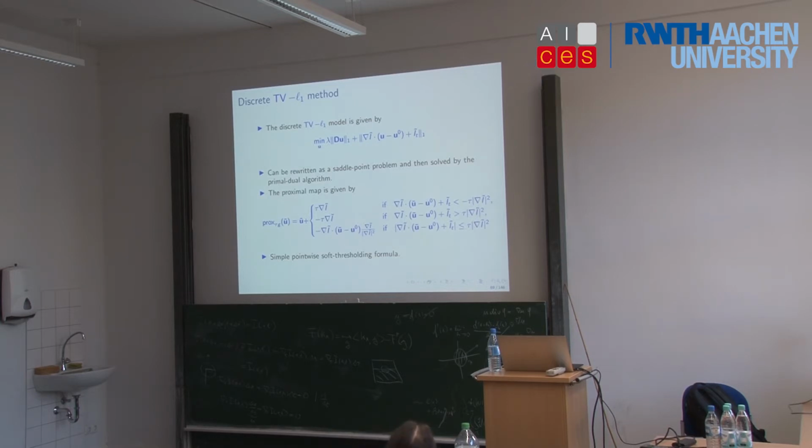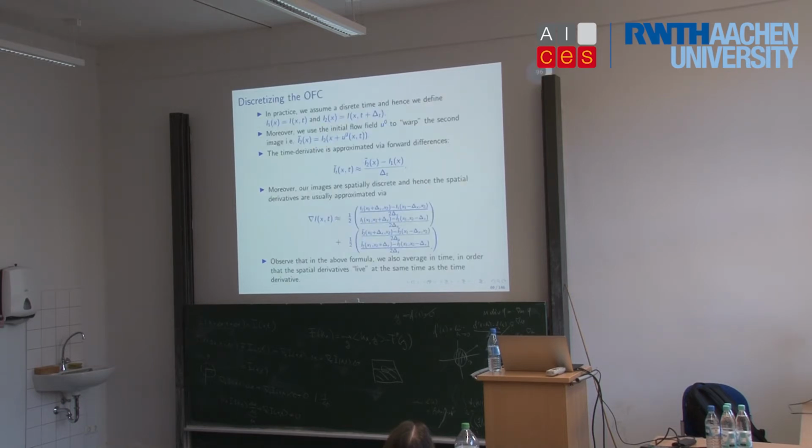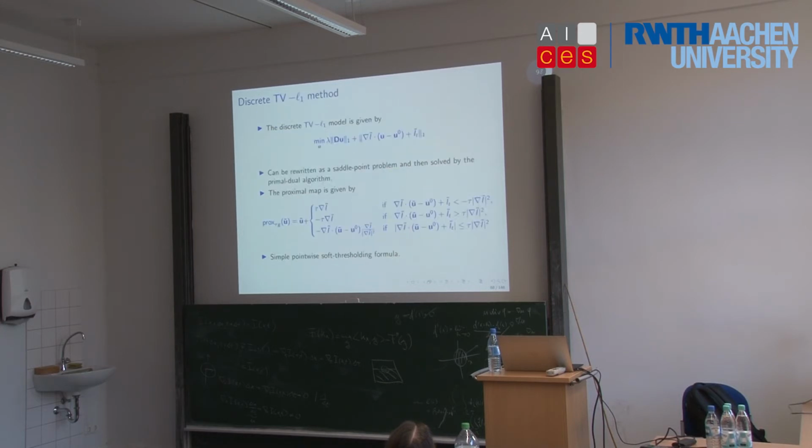So therefore, the discrete TV-L1 model is already ready. Total variation with finite differences, vectorial. This is the optical flow constraint with these discretizations here. And this can again be rewritten as a primal-dual saddle point problem, which we can solve with the primal-dual algorithm. It turns out that the proximal map with respect to this optical flow constraint with the L1 norm can be solved quite easily with a somewhat more complicated thresholding formula. But this is just distinguishing three cases. Everything is pixel-wise, so you can easily implement it and even parallelize it.